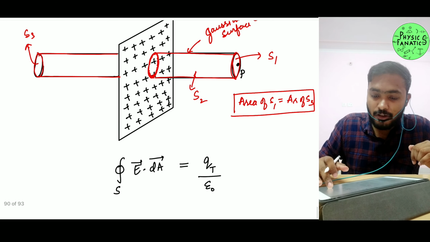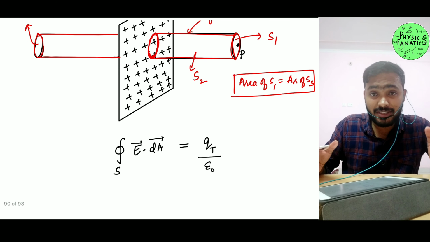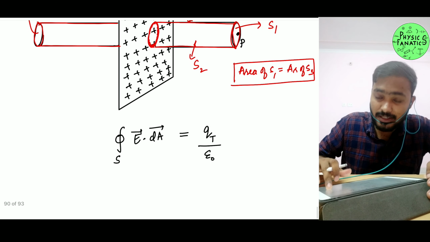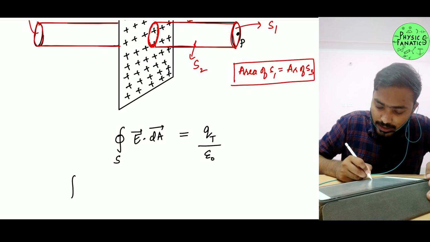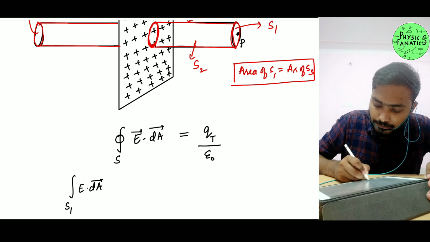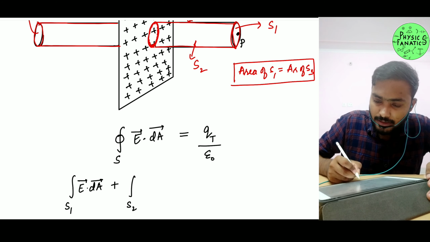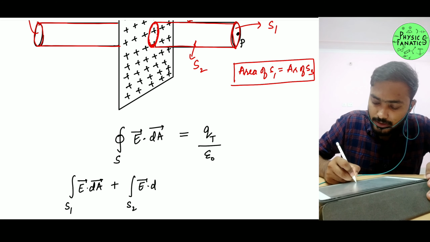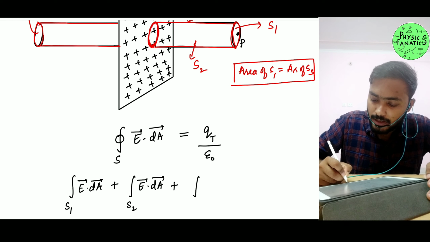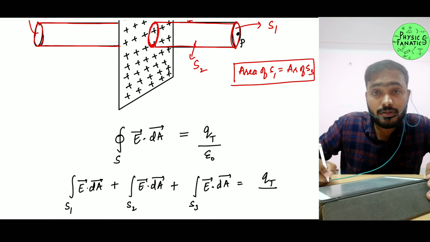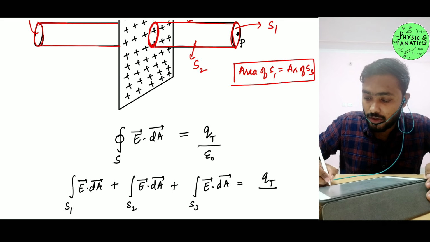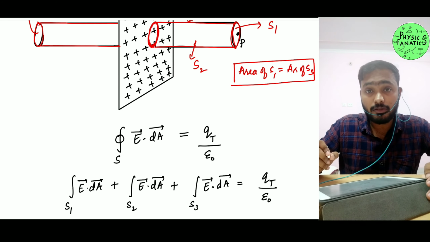Great. Again, with the help of division, I can actually divide it into three parts, just as we did in the previous case. That is the S1 part, integral of E dot dA, plus the second part, S2, that is the curved part, integral of E dot dA, and then the third part, again the circular one, integral of E dot dA. That is equal to the net charge enclosed inside your closed Gaussian surface divided by epsilon naught.